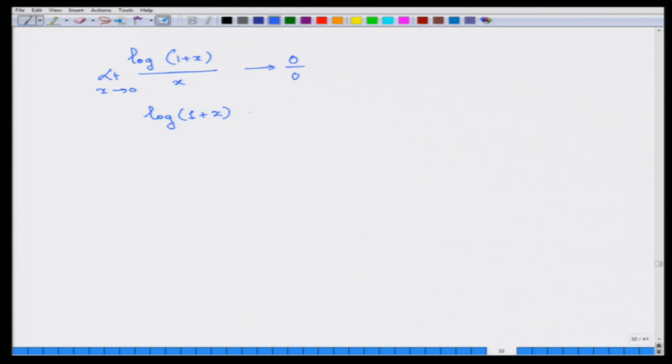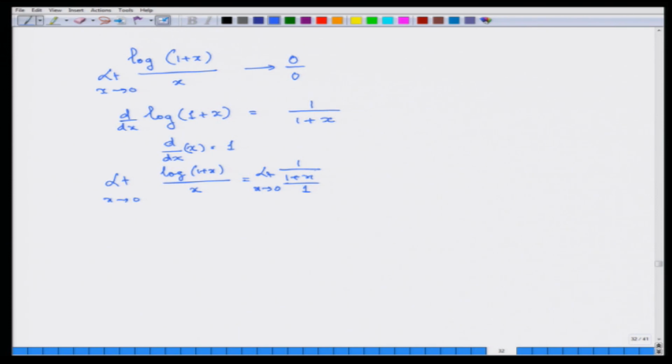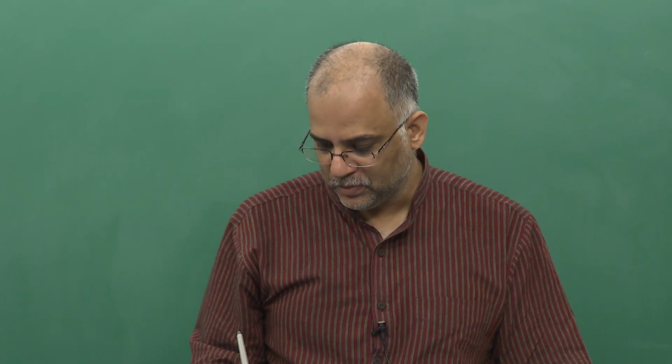So now if you take the derivative of this, it is 1 by 1 plus x, okay. And if x is strictly greater than 0, this is also non-zero, this is a very well defined thing. And d/dx of log x is this, and d/dx of x is 1. So basically now, again by applying L'Hopital's rule, we have limit x tends to 0 log of 1 plus x by x is limit x tends to 0 of 1 by 1 plus x by 1. Now these are continuous functions because x is strictly greater than 0 and x is tending to 0, and that gives you 1.